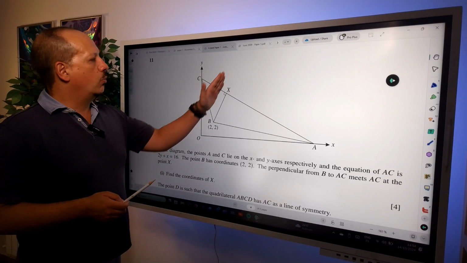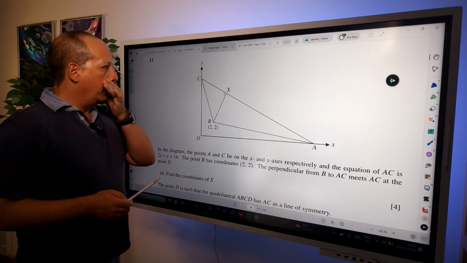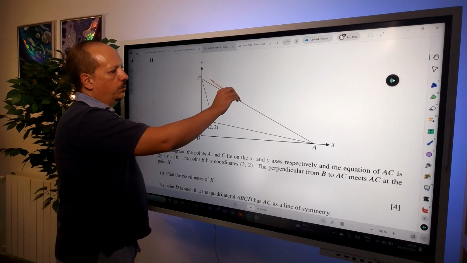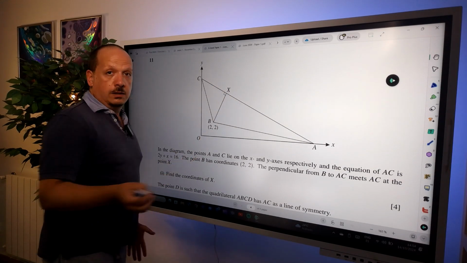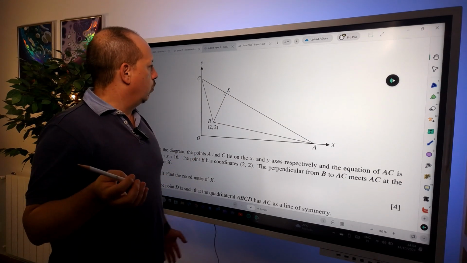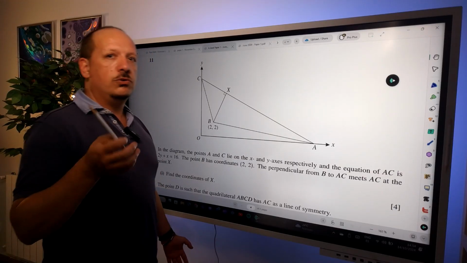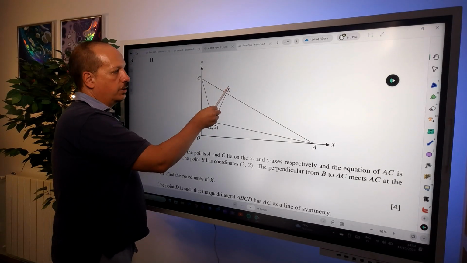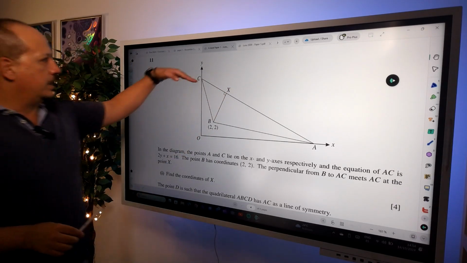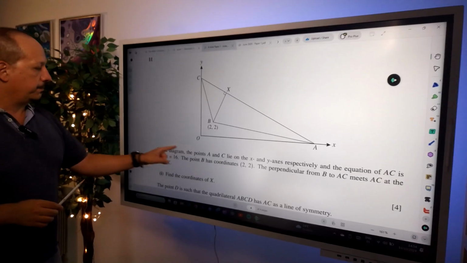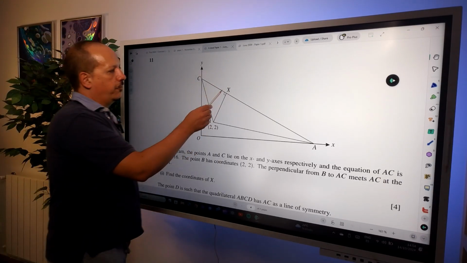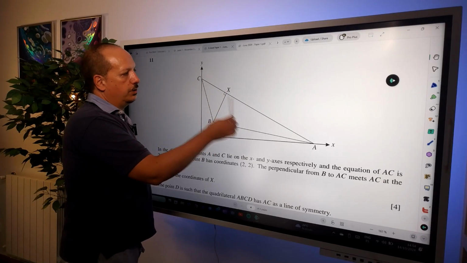How are you going to find the coordinates of this point? Again, what is this point? This is the point of intersection of this line with this one. So again, in order for you to get the coordinates of a point of intersection, you need to have beforehand the equation of this line and the equation of that line. You already have the equation of this one. It's over here. How do you get the equation of this one? You need to use the fact that this line is perpendicular to this one.